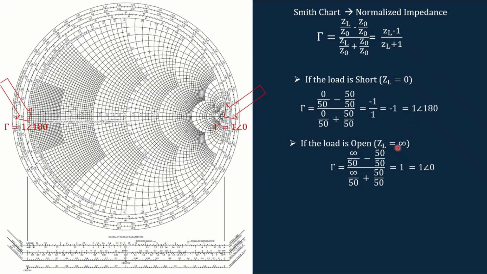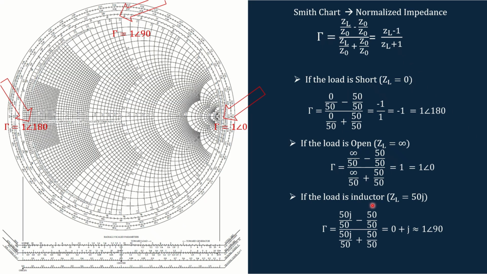If you use the open circuit, that is if our load is open, our reflection coefficient becomes 1, that means 1 angle 0. We know that this is the open point. At this open point, the reflection coefficient magnitude is 1 and the phase is 0. And let's consider a purely inductive load. If the load is an inductor, that means ZL equals 50j, and if you calculate the reflection coefficient, it will be 1 angle 90 degrees.